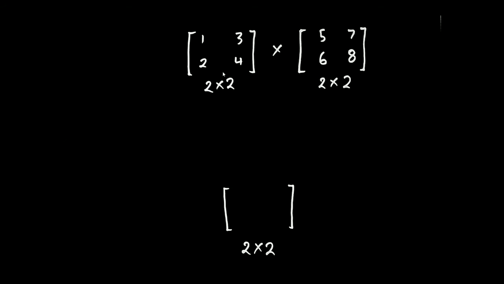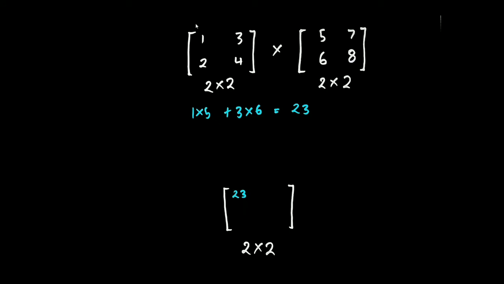So how do we multiply this matrix to this matrix? We multiply them by multiplying this row to this column. And how do we do that? We multiply 1 to 5 and multiply 3 to 6 and then add these two terms together to get our result. And we place this number in the first row and the first column of the resultant matrix here, like this.